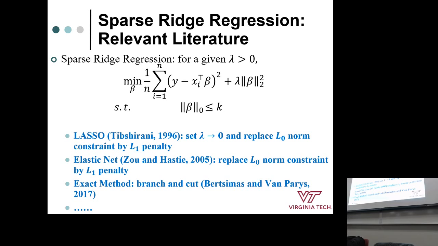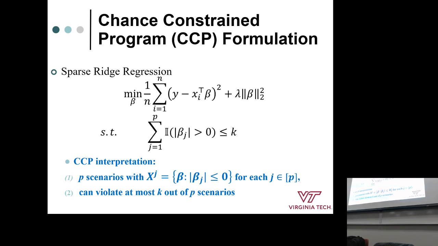So what do we propose? Okay. So first of all, if you look at this model, the only non-convexity comes from this L0 norm. But if you think about this L0 norm, what's going on here is that we only want to choose k elements of this vector beta.